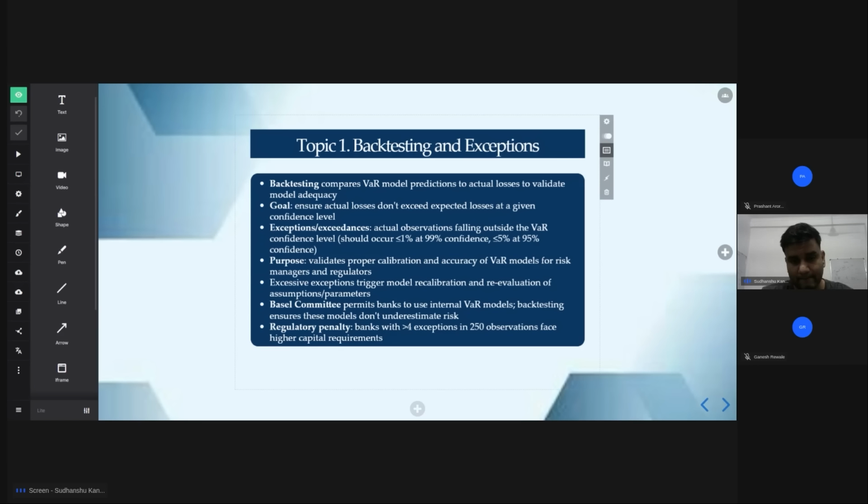The Basel Committee. The overall goal here is to ensure that the actual losses do not exceed the VaR more frequently than expected. You can exceed the VaR sometimes, a few times, one, two, three. But you should not exceed it more frequently than expected. So if you use a 99% confidence VaR, you expect losses to exceed VaR only 1% of the time. What is 1% of your 250 trading days? It is 2 to 3 days.